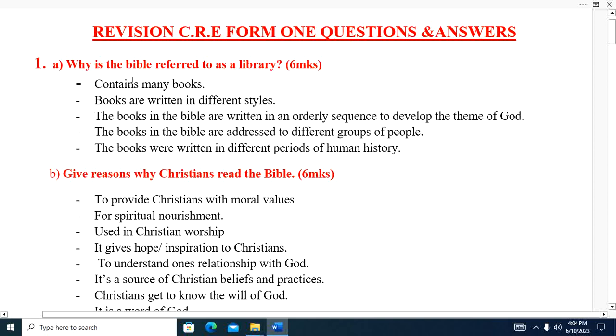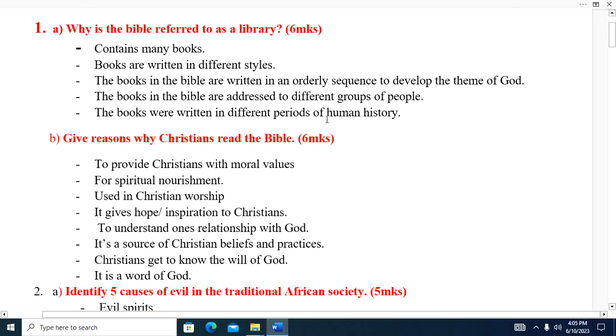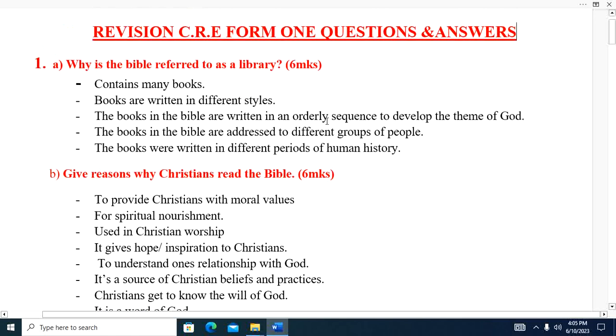Question number 1: why is the Bible referred to as a library? Why do they say that the Bible is a library? The Bible contains many books. Books are written in different styles. Number 3, the books in the Bible are written in an orderly sequence to develop the theme of God. Next, the books in the Bible are addressed to different groups. Then the last point is that the books were written in different periods of human history.